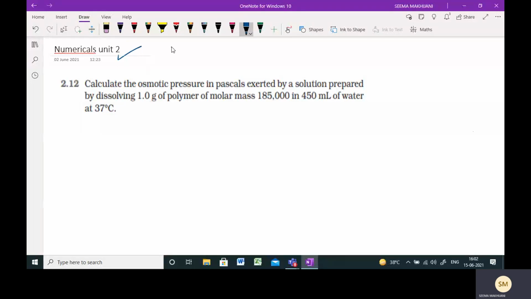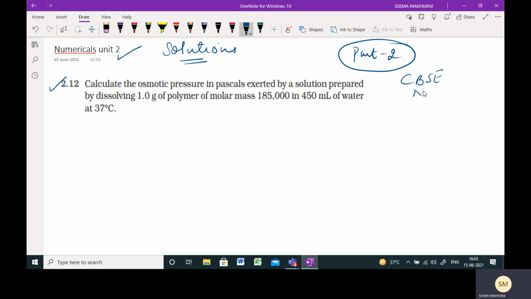Lecture of numericals of Unit 2, that is the chapter of solutions. Now this particular chapter has huge number of numericals, so I thought I would take up this particular session of numericals. Now this is our part 2 video. We already have done a part 1 where I did a few numericals, and now we move on to the second part. Moving on to this particular numerical, I am talking about the CBSE NCERT questions.